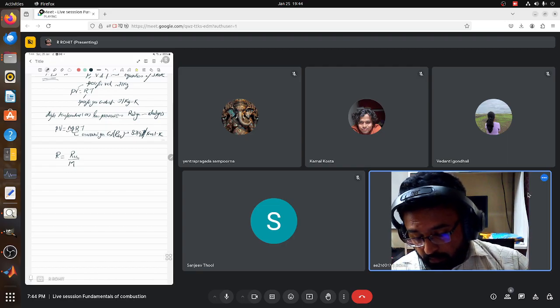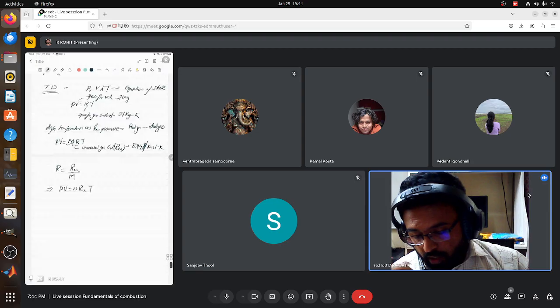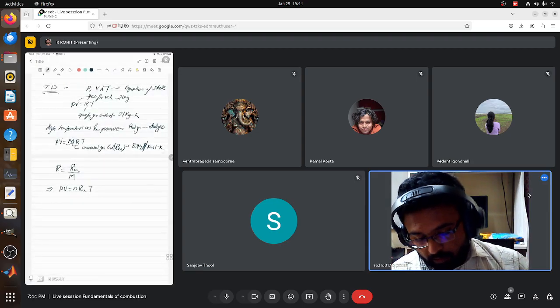And in terms of the universal gas constant, this can also be written as PV equal to N R_U T, because mass divided by molecular weight is the number of moles. So N is your number of moles.